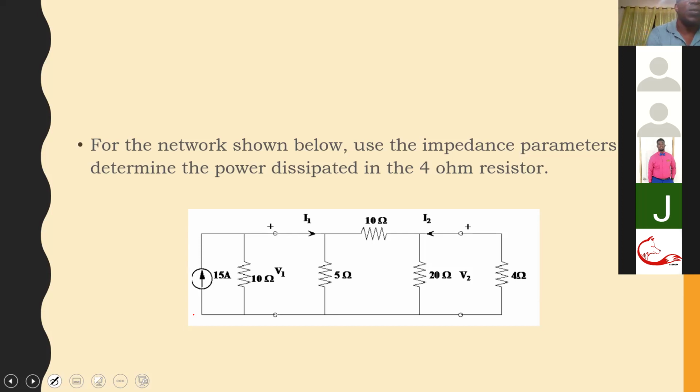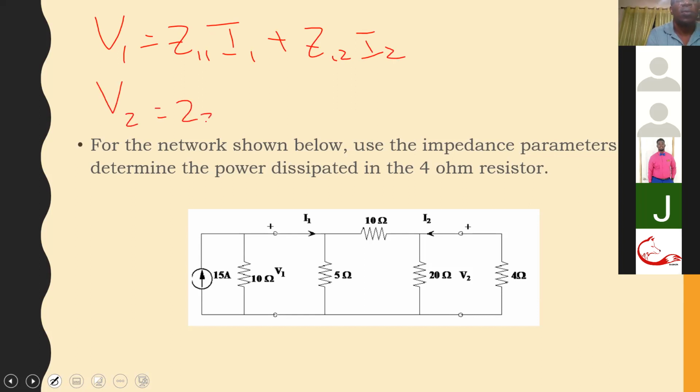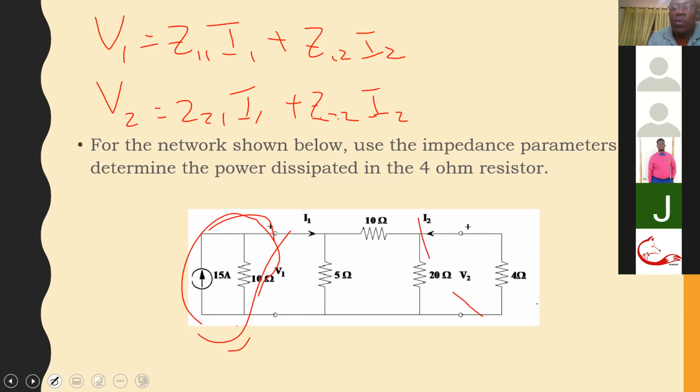So what I want to remember now, we're going from the equation V1 is equal to Z11 I1 plus Z12 I2, and V2 is equal to Z21 I1 plus Z22 I2. All right, so that's where we're starting. We have already established the relationship between V1, I1 and the input, and we have already established the relationship between V2 and I2.